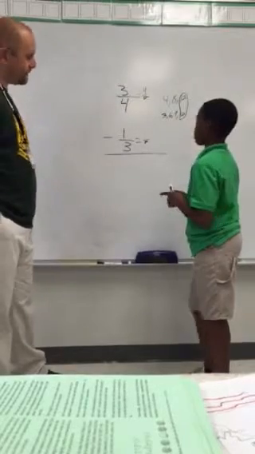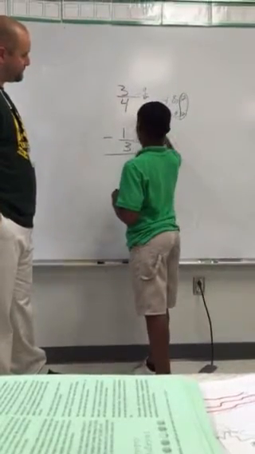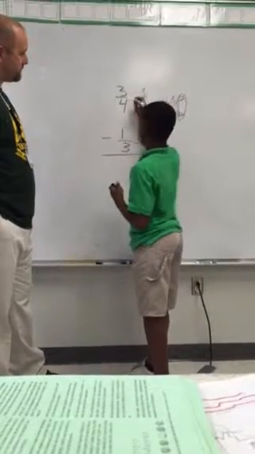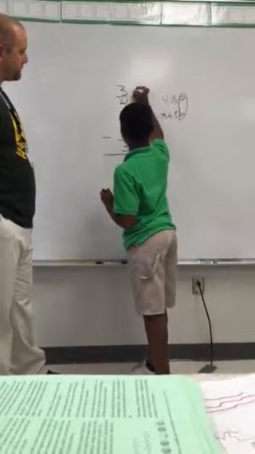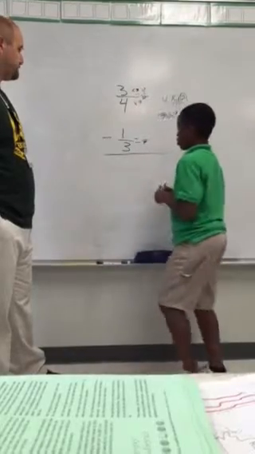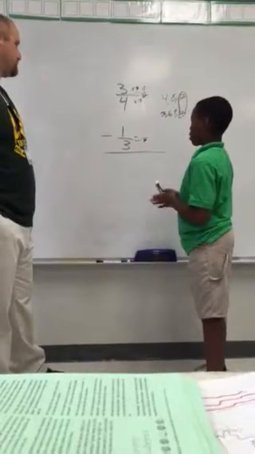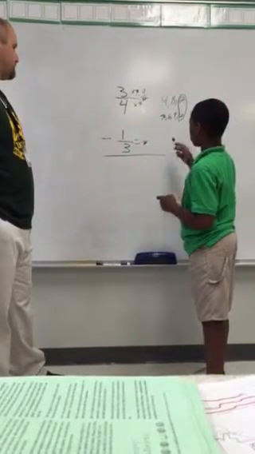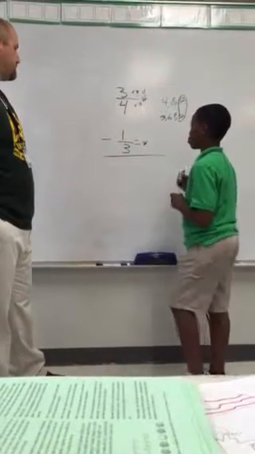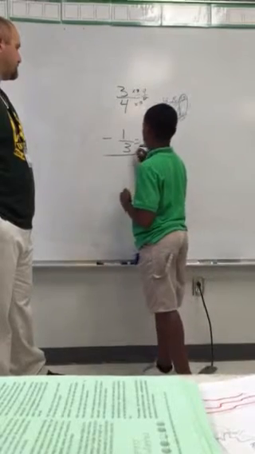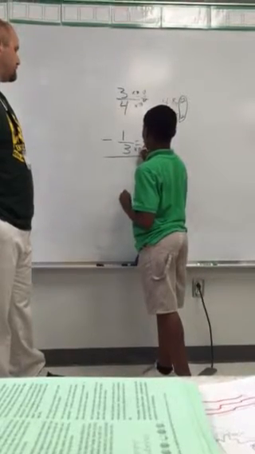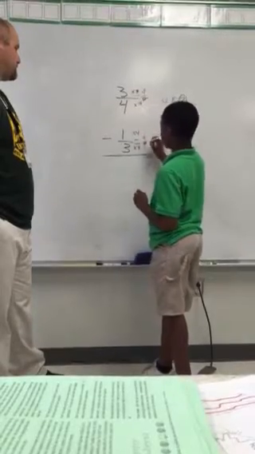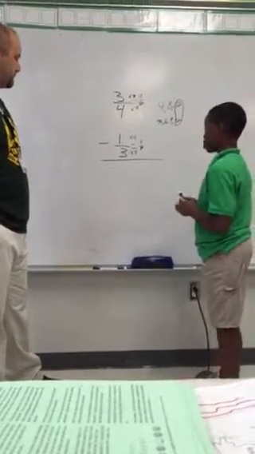Show me how you got that. Well, 4 goes into 12, so you multiply that by 3. So you use 3 and multiply that by 3. Okay. This will give us 9 12ths. For this one, 3 goes into 12 4 times, so we would use 1 times 4, so it would equal 4 12ths.